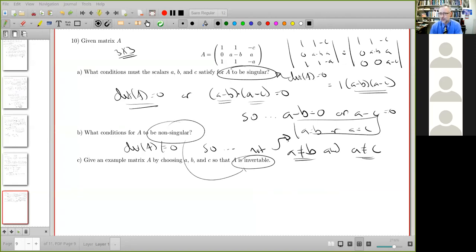Someone just asked: if A equals B or B equals C, can we say A equals B equals C? No, you cannot, because A equals B equals C says all three have to be identical, but that's not necessary on the first two. So what is non-singular? That says invertible. So I need A can't be B and A can't be C. I could pick A equal one, B equal two, and C equal three.